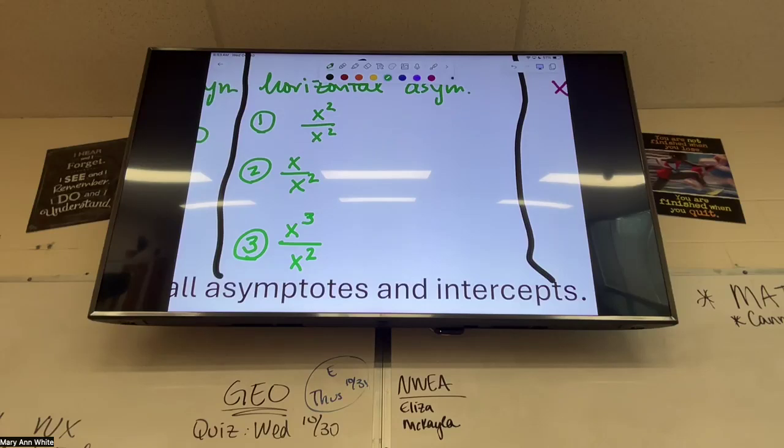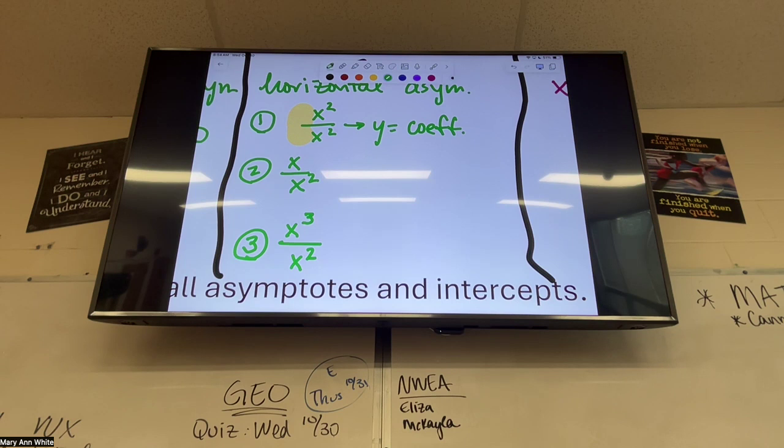Nikki reminded us of the most common one, the one we see the most often, which is when they're the same. And that's when we look at the coefficients. We make a fraction of the coefficients. So if the exponents are the same, then we look out front. And in this case, it'd be 1 over 1. Sometimes it's 5 over 2. Whatever numbers you see out there, that's what my horizontal asymptote would be. Okay.